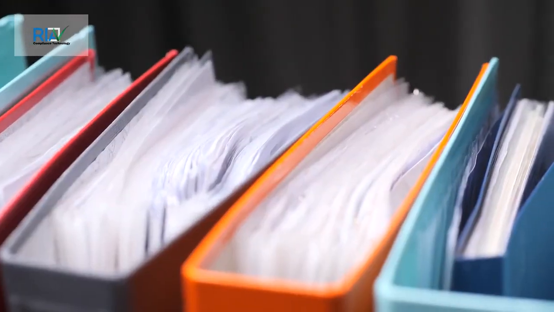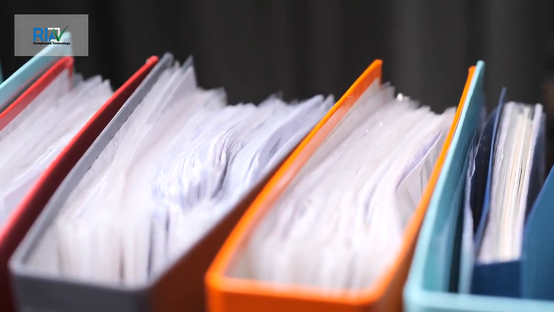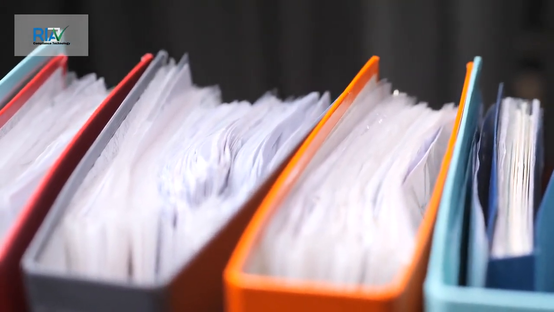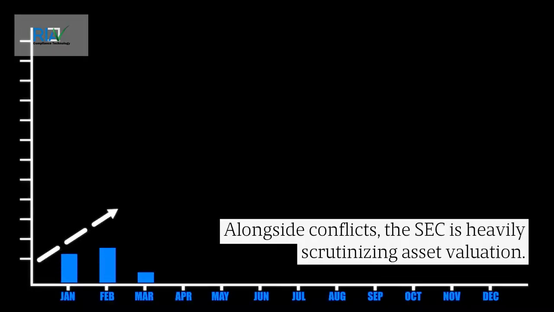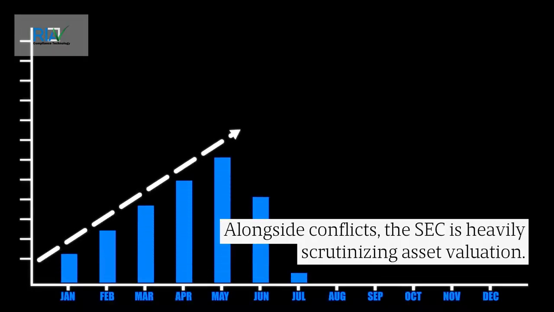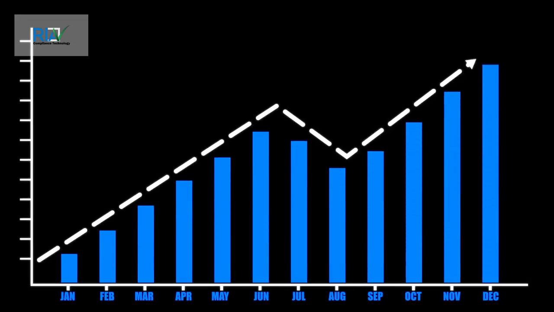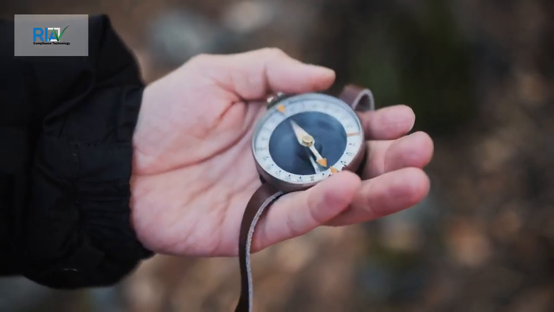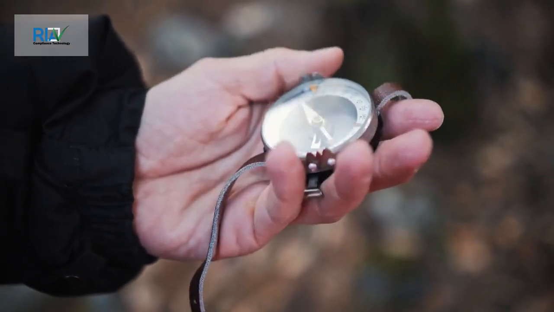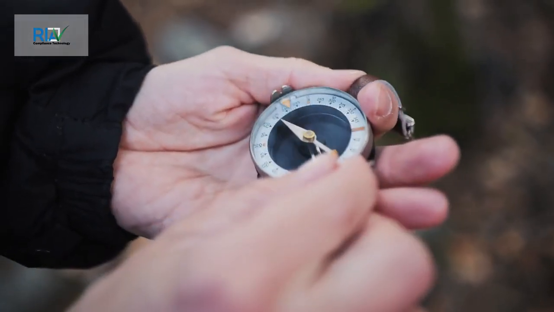Historically, one of the fastest ways to trigger a major enforcement proceeding is failing to disclose conflicts of interest. This remains a top priority. Alongside conflicts, the SEC is heavily scrutinizing asset valuation. This is especially true for illiquid assets, where methodologies can be subjective. The compliance environment isn't static. The SEC's focus is evolving. Are your disclosures keeping up with today's emerging risk areas?